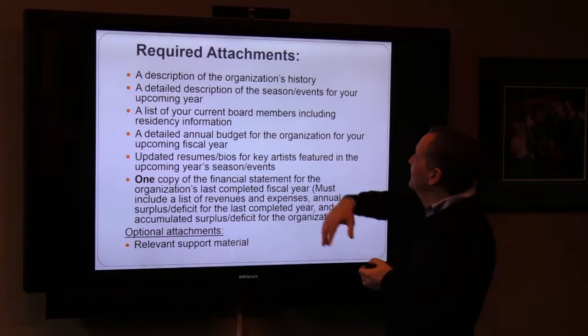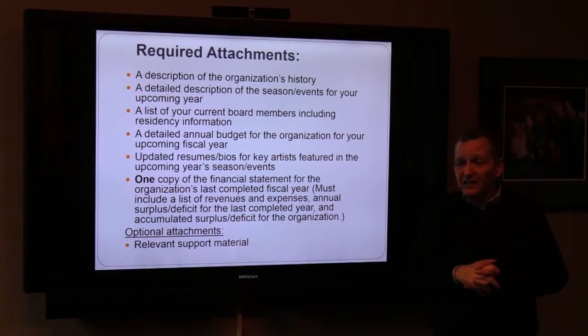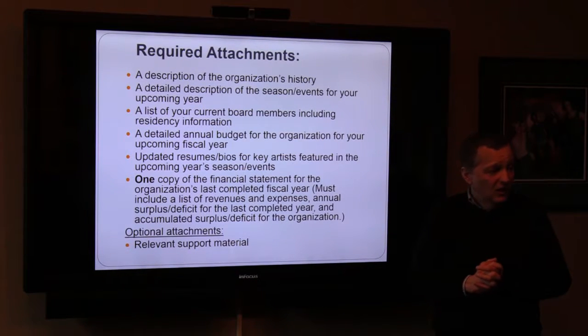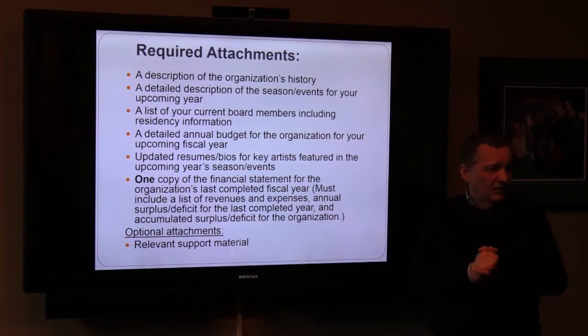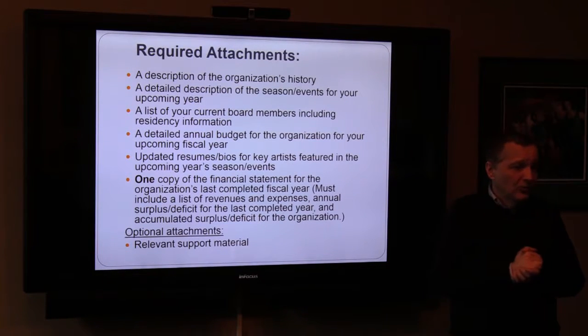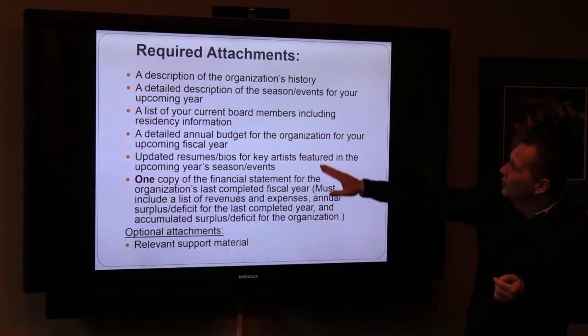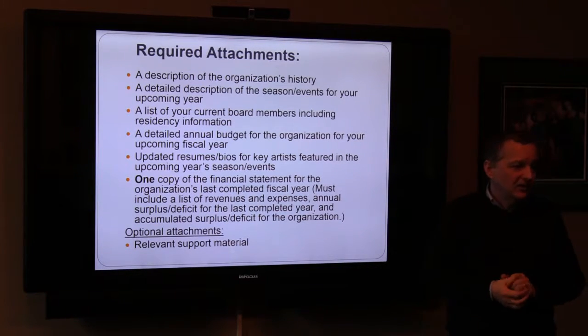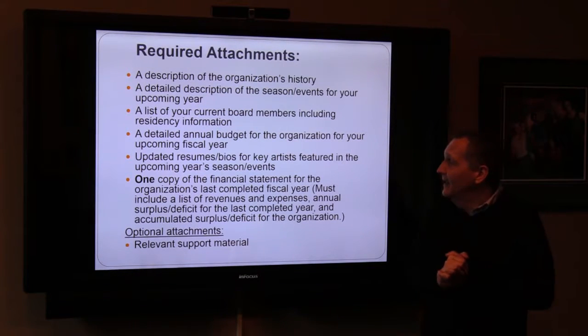A detailed description of the season and events for your upcoming year. Probably maximum 3 pages. You should be able to describe what you want to do, and that should be enough detail. If you really have a lot going on, then maybe 4 pages. I'd never go over 4 pages on that if I could help it. A list of your current board members, including residency information, so that's like a quarter of a page. It shouldn't take you long to do that.